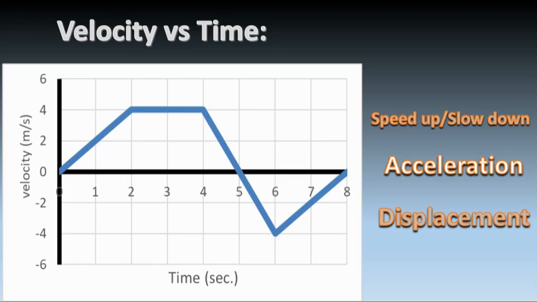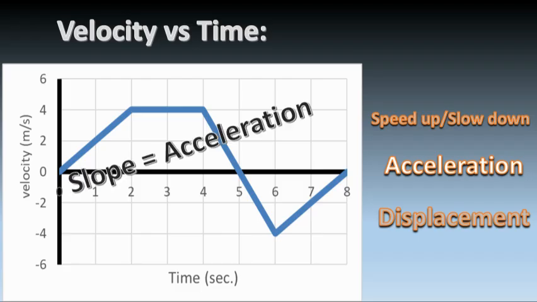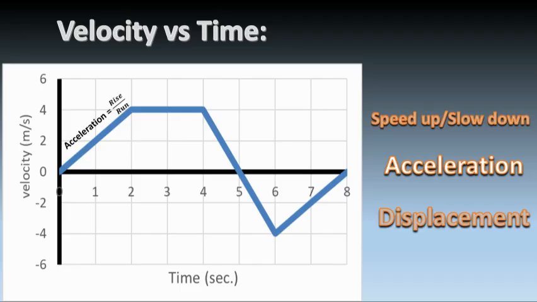How do you find acceleration from a velocity versus time graph? Pretty easy. The acceleration is equal to the slope of the line, right? And this only works with a velocity time graph, right? You find the slope, you find the acceleration. So remember, slope is rise over run. So we're just going to have to do rise over run.